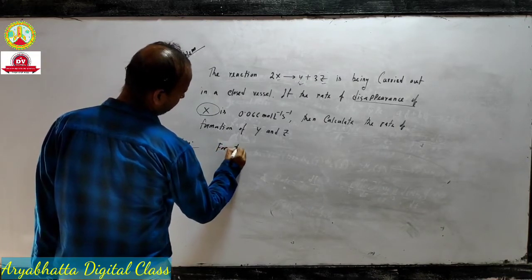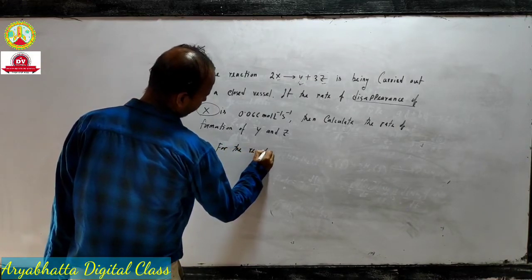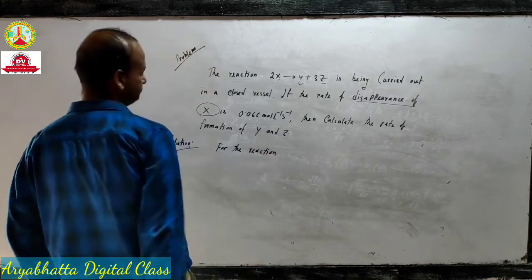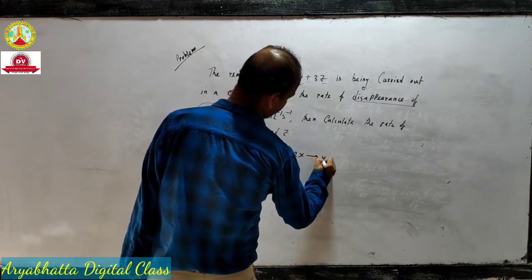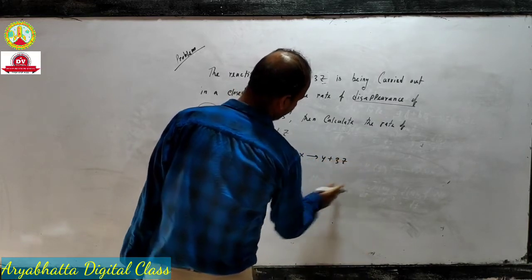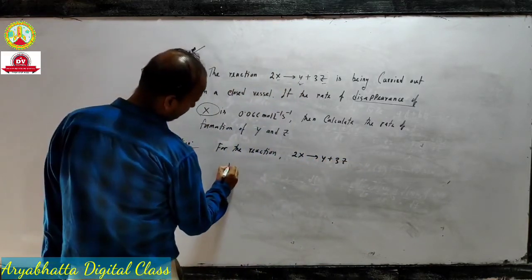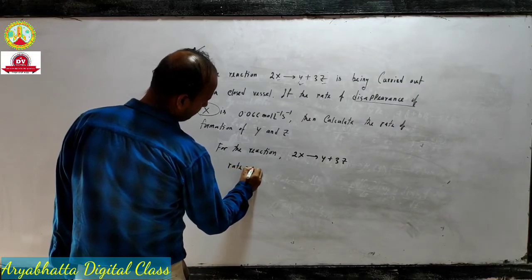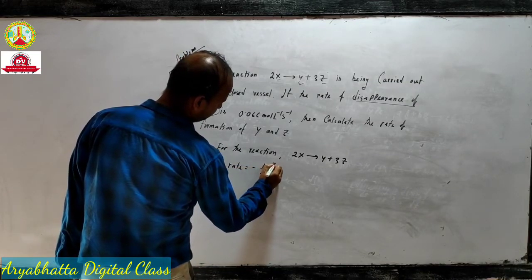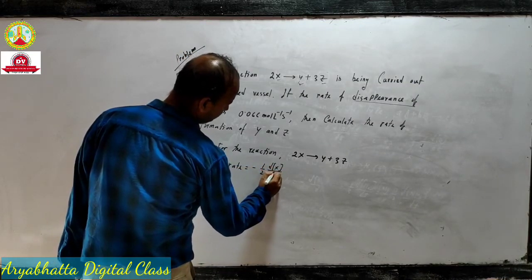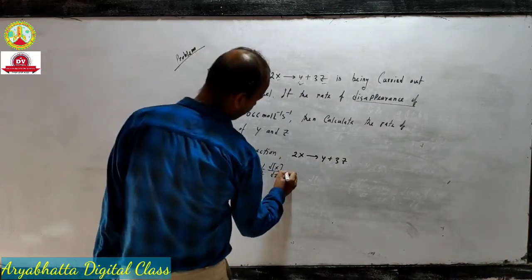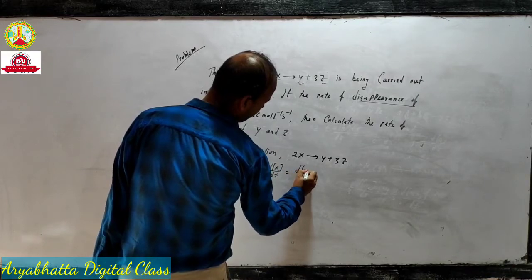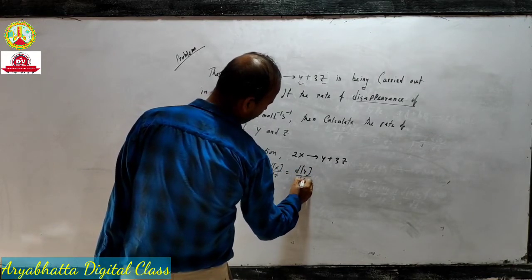For the reaction 2X gives Y plus 3Z, so rate will be how much? Rate कितना था? Rate will be minus 1/2 dX by dt. This reaction minus and what? This will be dY by dt, and this will be how much?